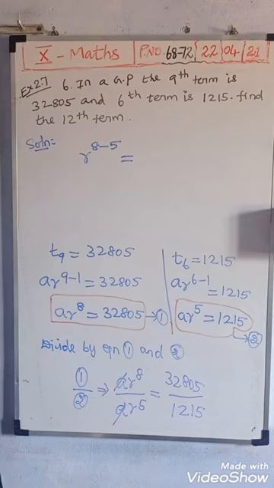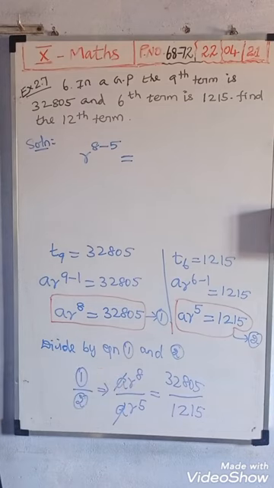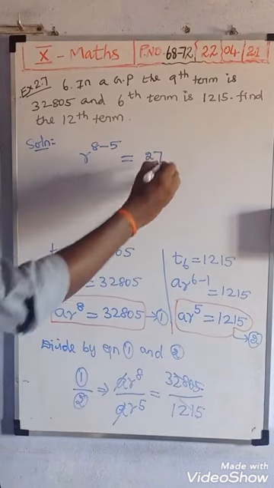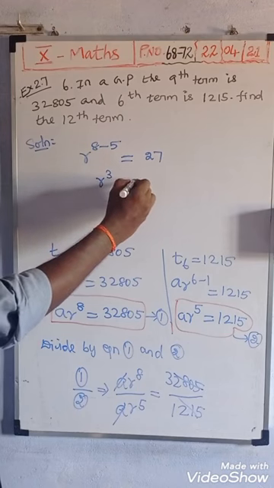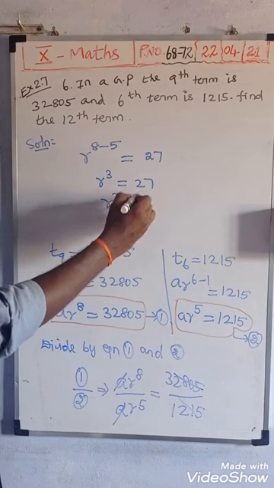On this side, 32,805 you should divide by 1,215, and we will receive the answer 27. Now here r cube, 8 minus 5 is 3. R cube is equal to 27. So r cube is equal to 27.